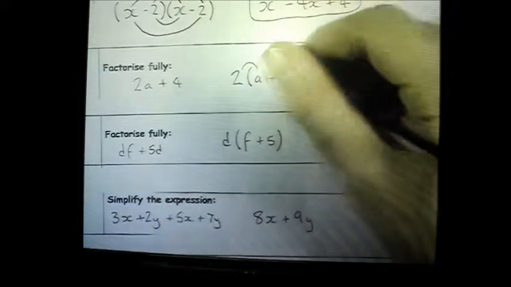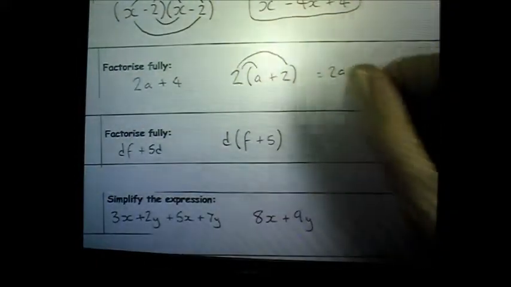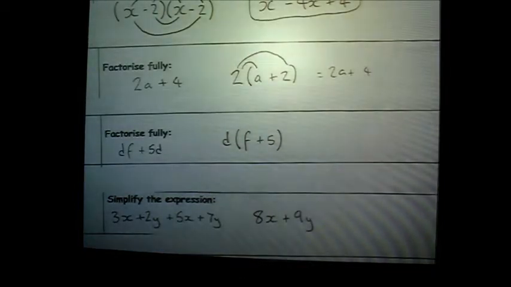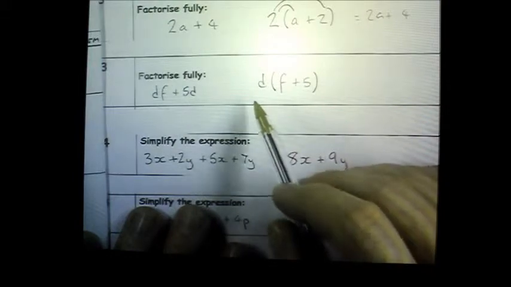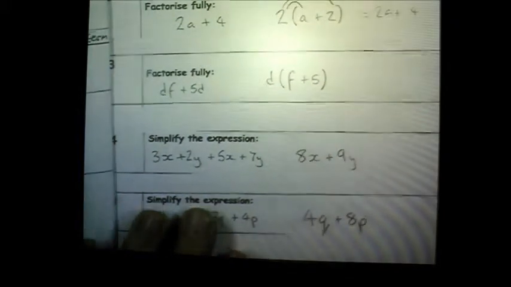Look, 2 times a is 2a. 2 times 2 is 4, and you put that plus sign in the middle, and there you go, you're back to what you started. Next one, you've got no numbers common, but you've got a d common. So you take the d out of the brackets, that's your common factor, that's why it's called factorizing. Then you draw your brackets. d times what is df? Well, d times f. d times what is 5d? Well, it's 5, and you could multiply that out again.